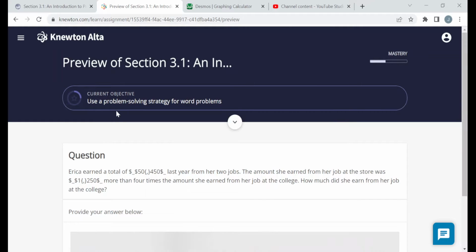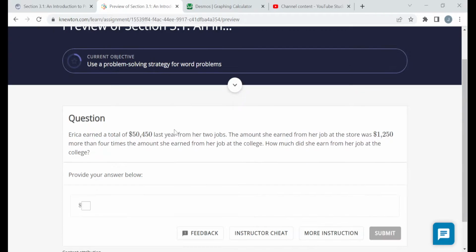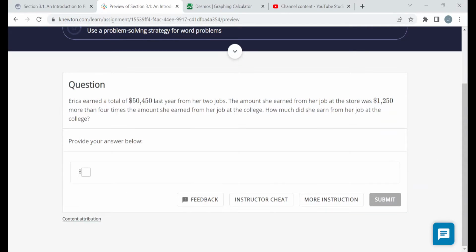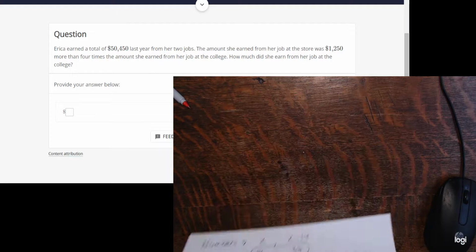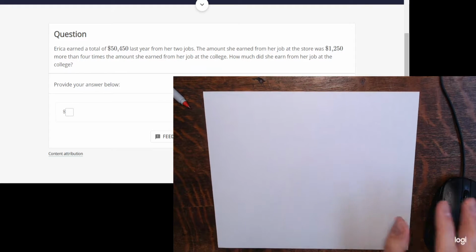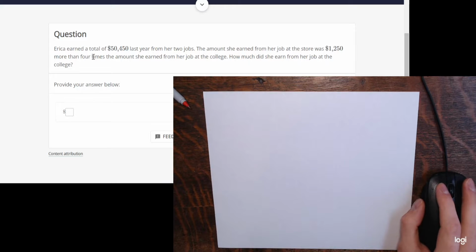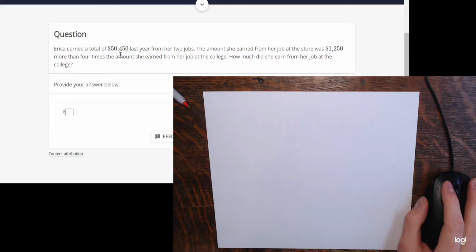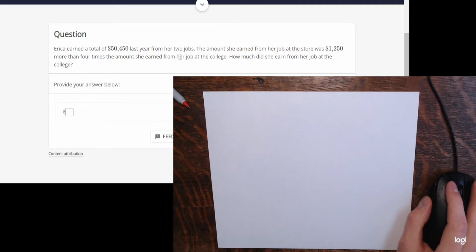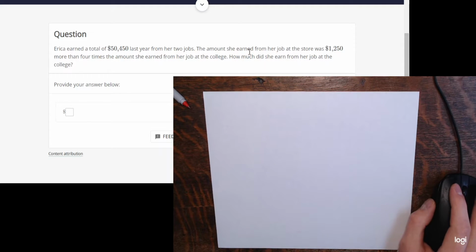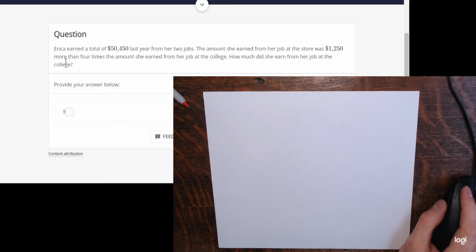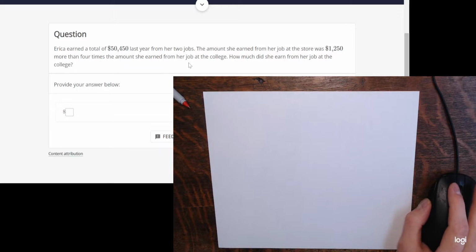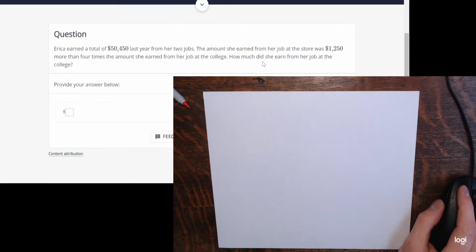Alright, so here's another problem-solving strategy problem here. Once again I'll just have it up on the screen. So here, Erica earned a total of $50,450 last year from her 2 jobs. The amount she earned from her job at the store was $1,250 more than 4 times the amount she earned from her job at the college. How much did she earn from her job at the college?